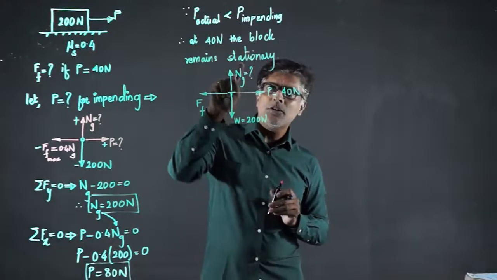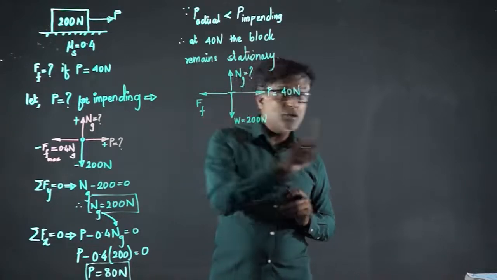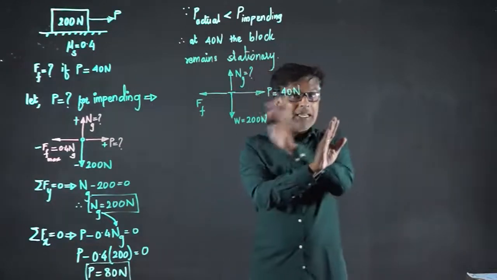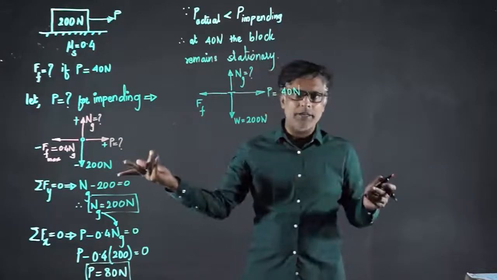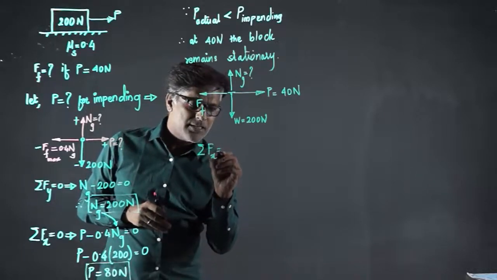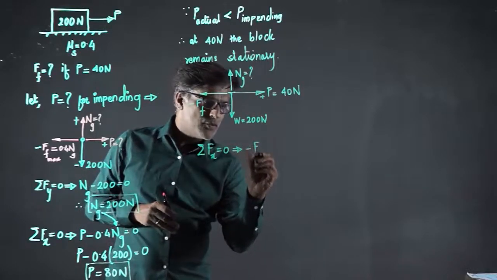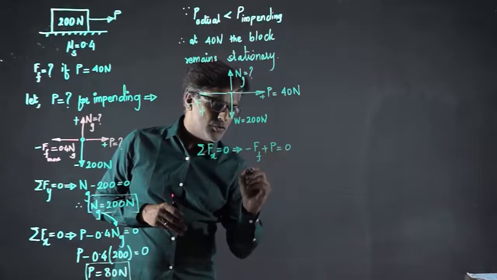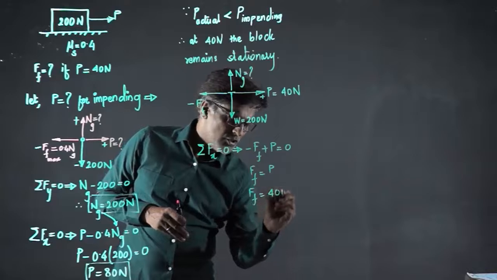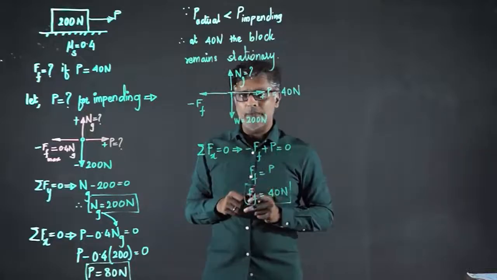But remember, we are talking about a block which is stationary. If it is stationary, it is not impending. Friction force is not maximum. Friction force could be less than maximum, and how much less has no limit. But stationary means summation of forces in the x direction would still be 0. We get minus the force of friction plus P is 0. Force of friction is equal to P, and the force of friction will become equal to 40 Newton, which is obvious because we are talking about equilibrium. Thank you.